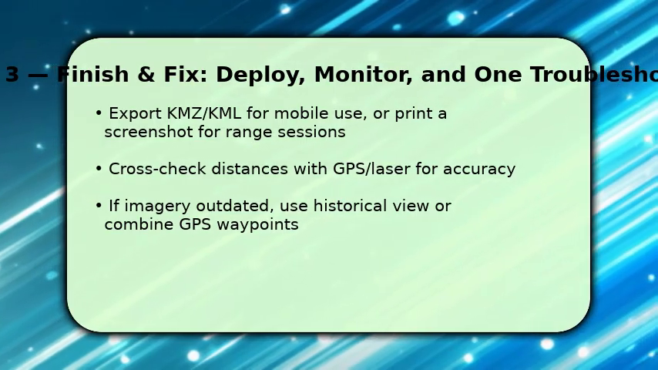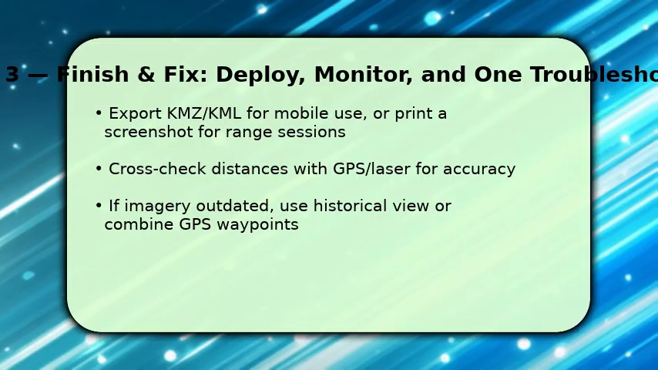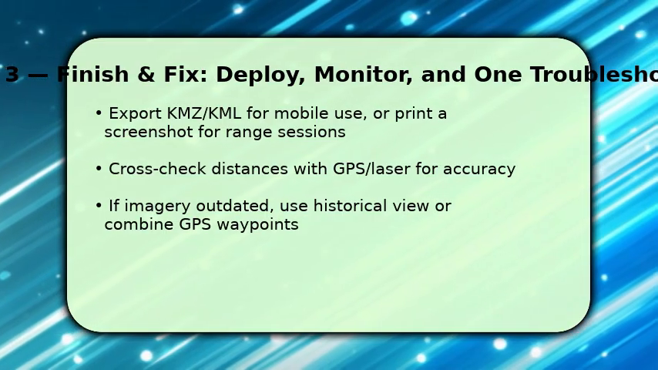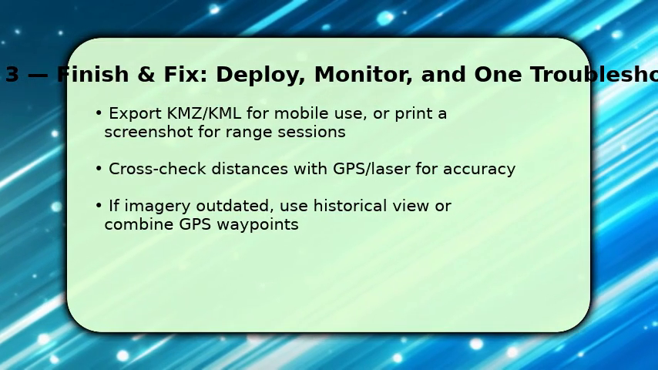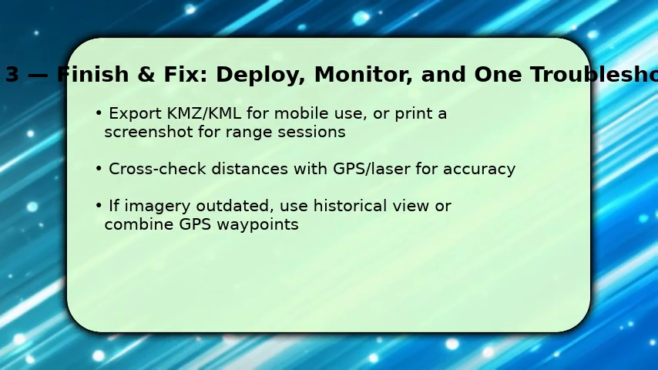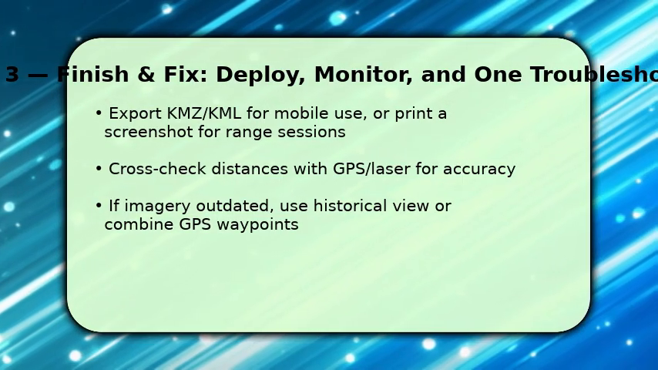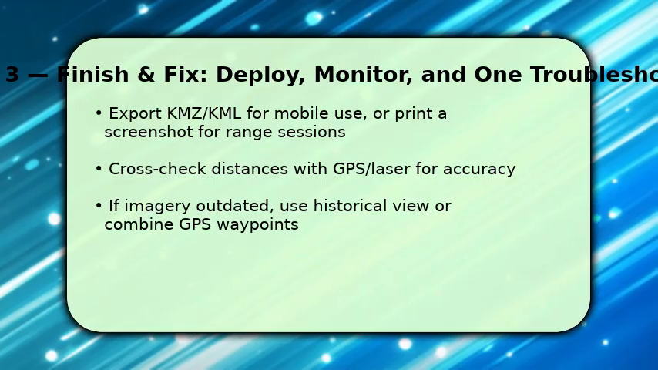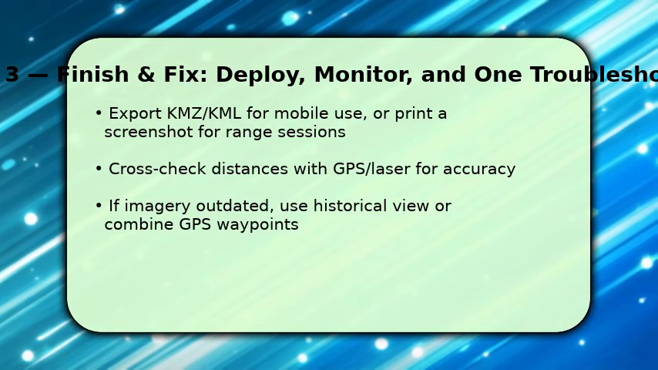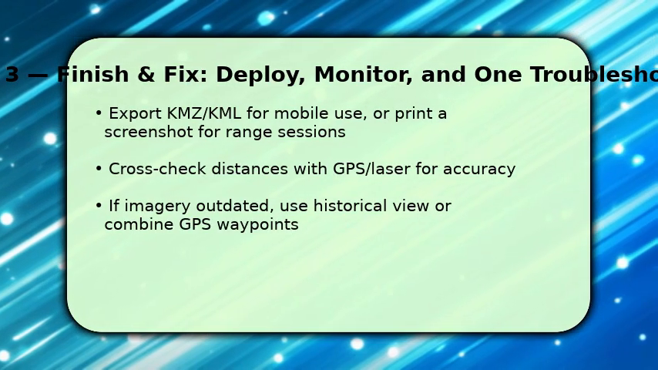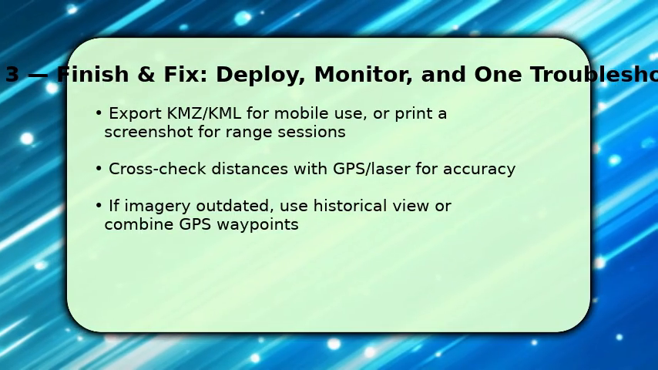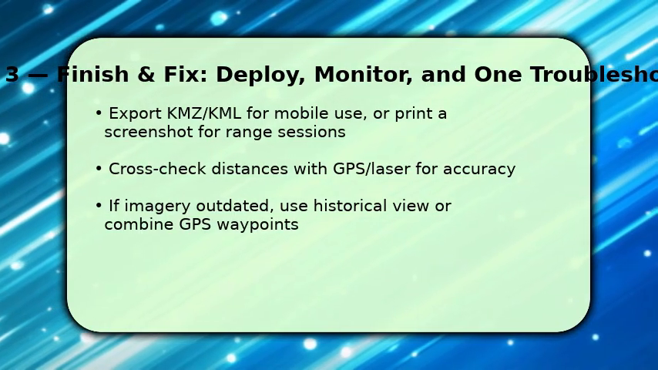Make sure to cross-check critical distances with a GPS device or laser rangefinder so your club choices match real conditions. If the imagery looks wrong or outdated, switch to historical imagery or import GPS waypoints to correct pin placement. This single troubleshooting step fixes most alignment errors and prevents bad decisions on the course.